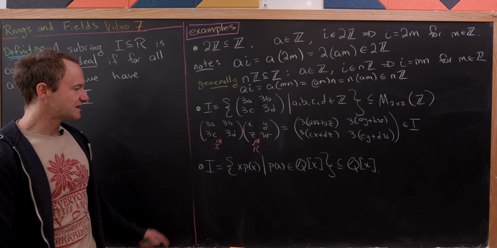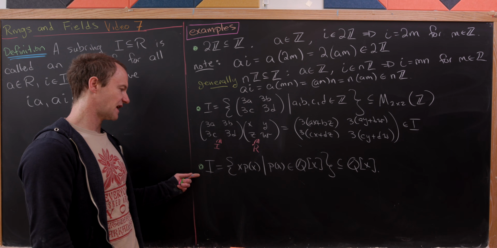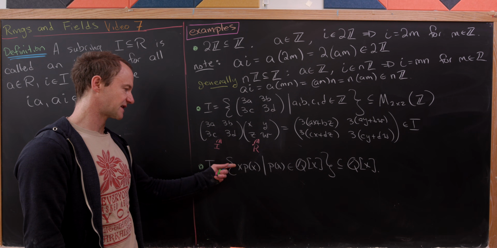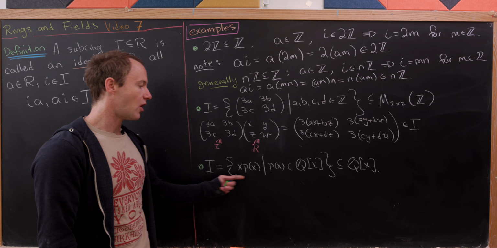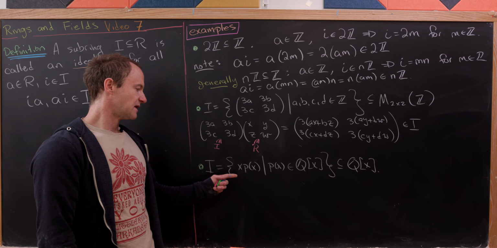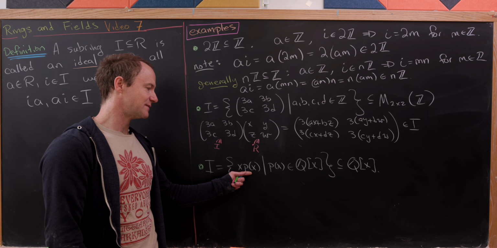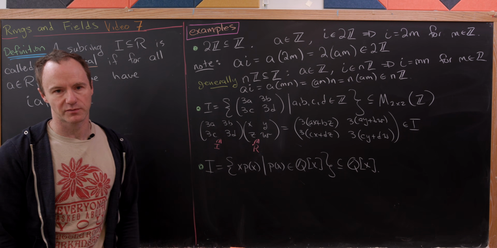Okay, so now let's move on to a third example. Let's say we've got the following ideal, and that's going to be the set of all polynomials that are of the form x times p(x), where p(x) is another polynomial.